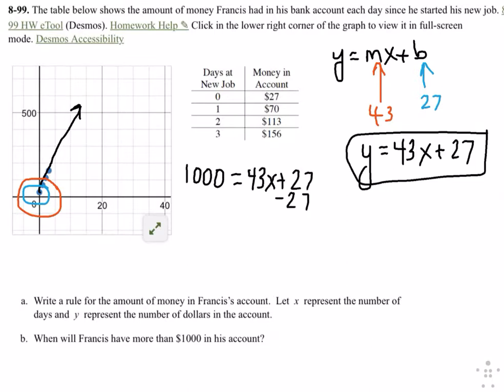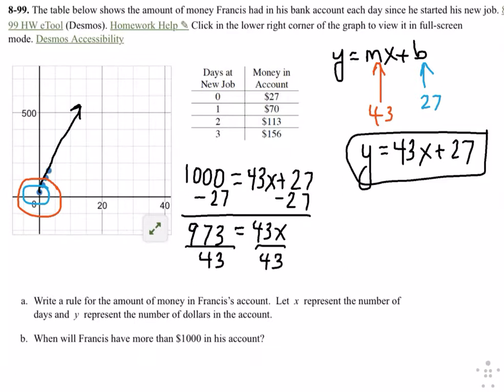So we subtract 27 from both sides, and I have 973 equals 43x, right? And then I divide both sides by 43. I'm going to take out my calculator, and this comes out to 22.6, approximately, right? 22.6 equals x. So that means in 22.6 days, he'll have exactly 1,000.